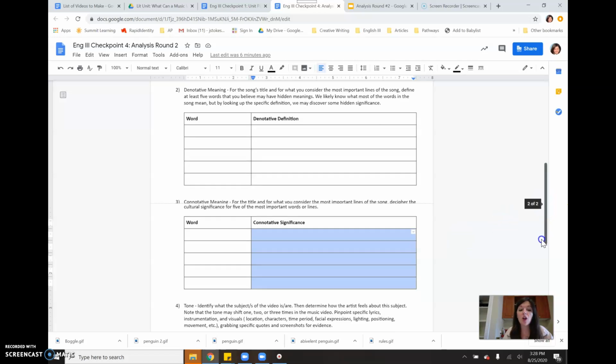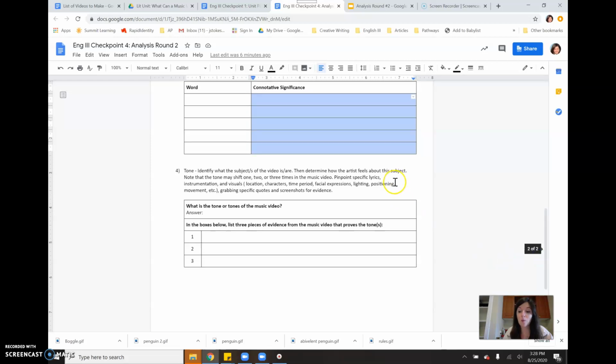And then using all the information that you gathered from questions 1 through 3, for question 4 you're going to determine what the tone of the music video is, or tones, because sometimes there's multiple tones. Sometimes a song starts out with one tone and ends with a different tone. Sometimes there's even 3 or 4 tones. You're going to say what the tone is, and then from above, you don't have to come up with 3 new pieces of evidence. From the evidence you've already collected above, you're going to put the 3 most important things that you think created that tone or tones.